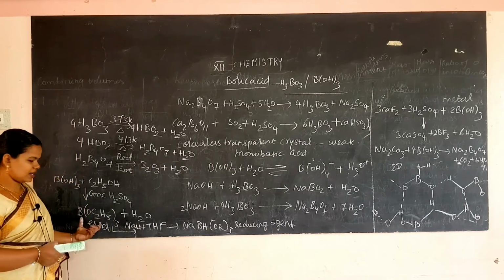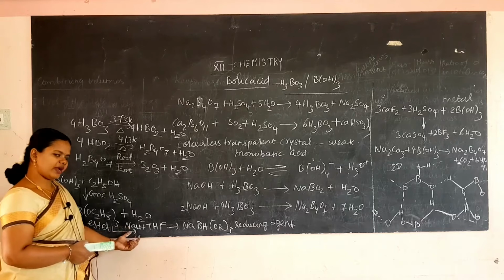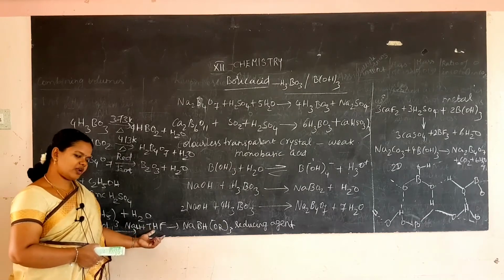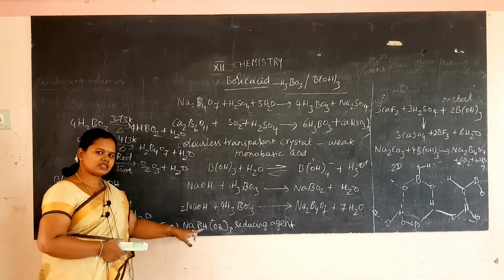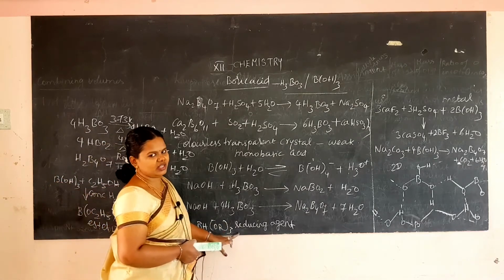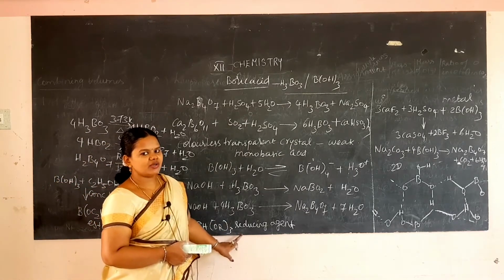At the same time, sodium hydride is added to this trialkyl borate. In the presence of tetrahydrofuran, it forms this compound. This is a coordination compound, and this is a powerful reducing agent. This can be used as a reducing agent.